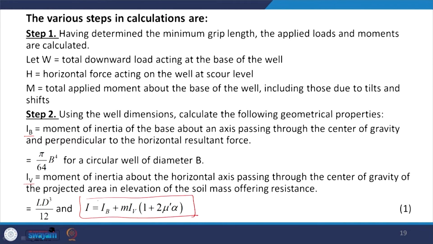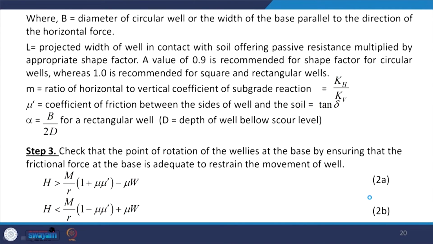Now the issue is, what is L? D is already defined: capital D is the depth of the well, which is constant throughout. This is not the diameter of the well, that needs to be understood. So, D is the depth of the well. Now let us see what mu dash and alpha are, where B is the diameter of the circular well or the width of the base parallel to the direction of the horizontal force. So, we need to understand B is the diameter of the well, not D. Normally D is the diameter, but here B is the diameter of the well or width of the base parallel to the direction of the horizontal force.